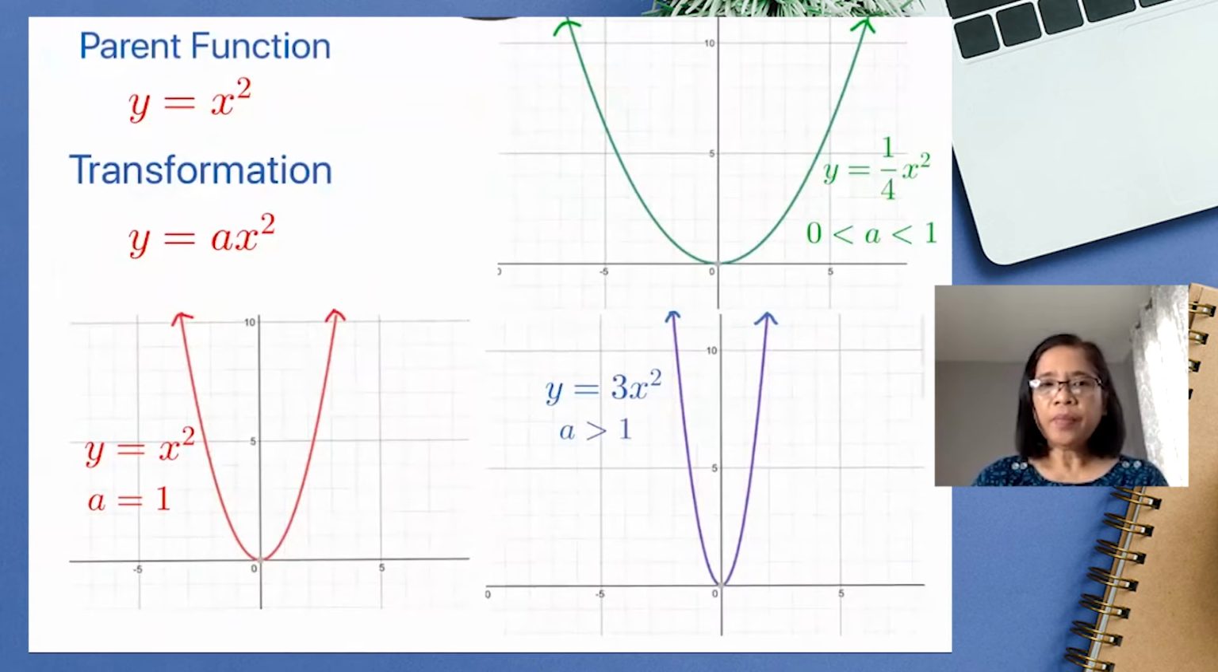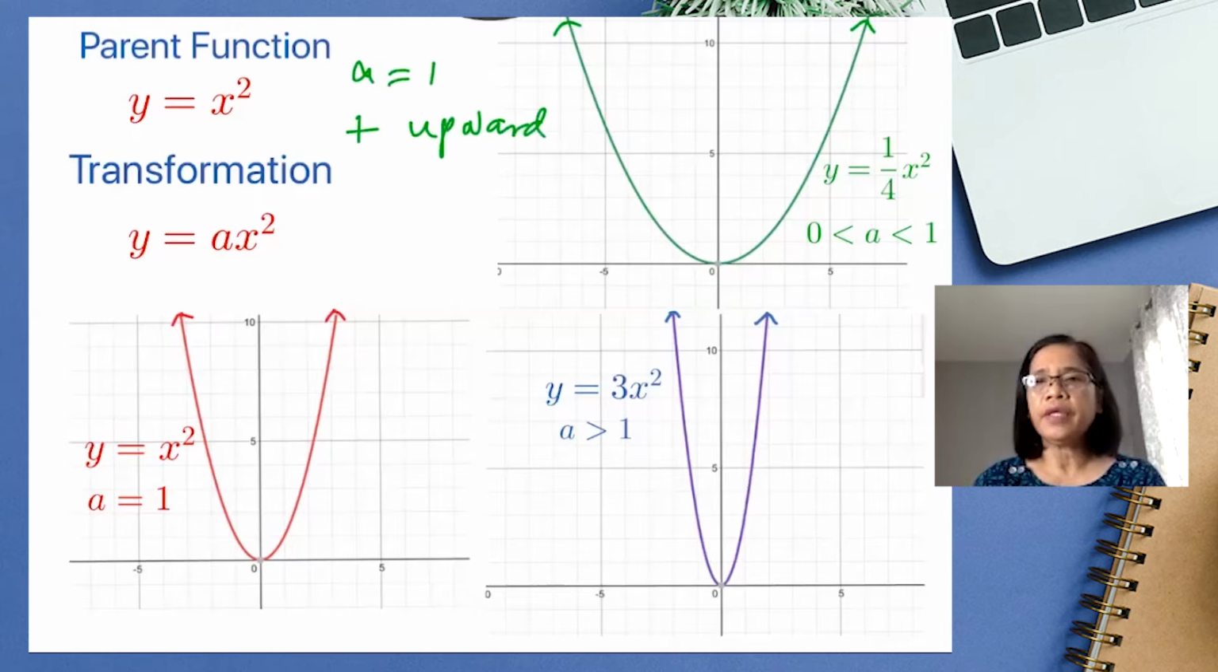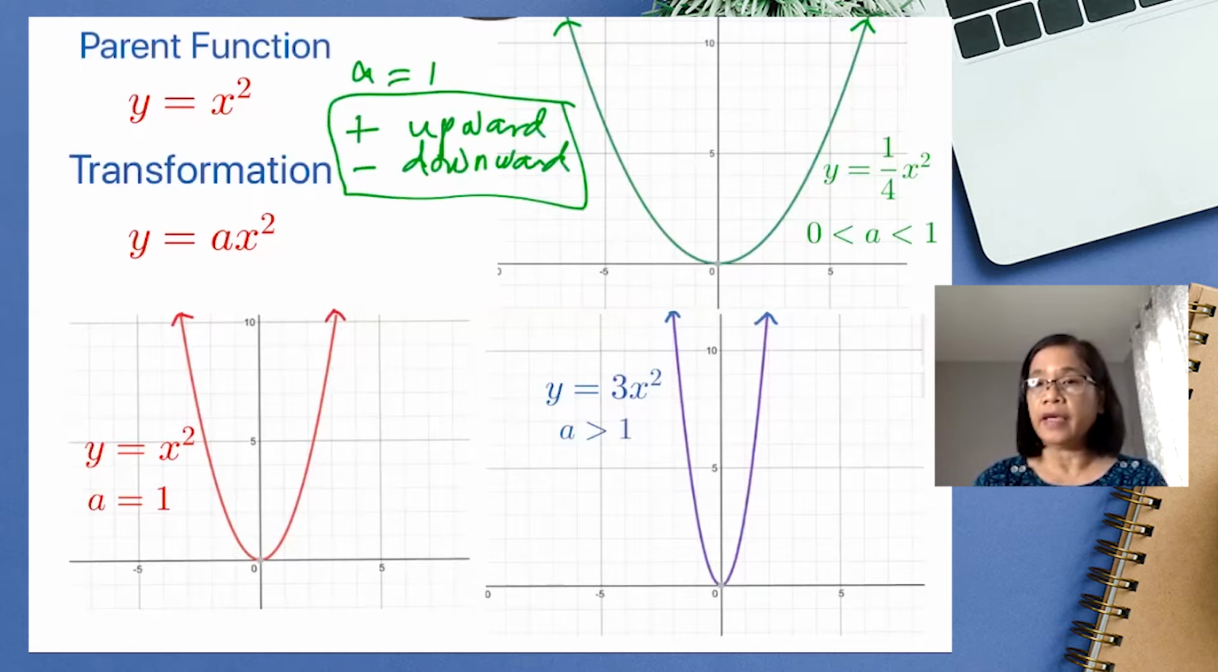Starting with the parent function y equals x squared, a here is equal to 1. A is the coefficient of the quadratic term. When a is positive, the parabola faces upward. So now we're describing the orientation. And when a is negative, the parabola faces downward. So that's the effect of changing the sign of a.